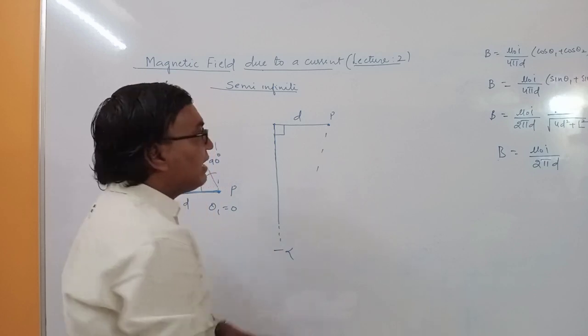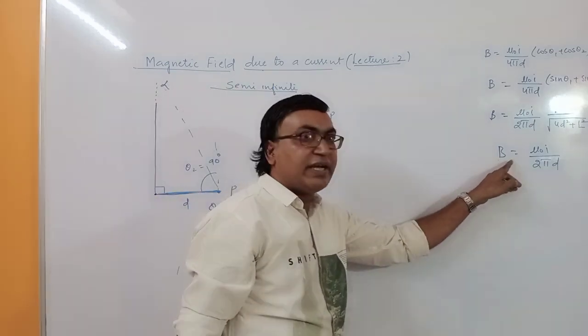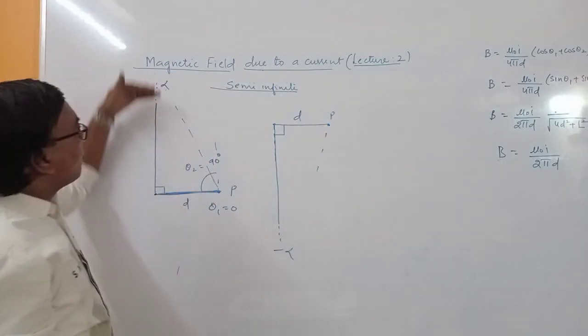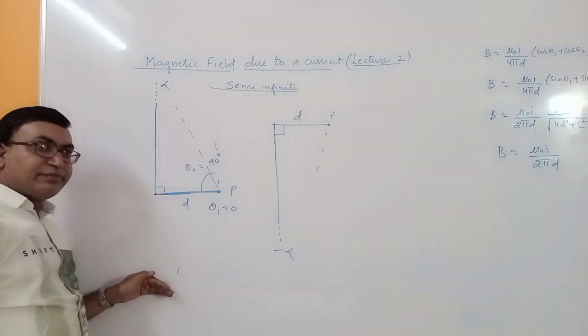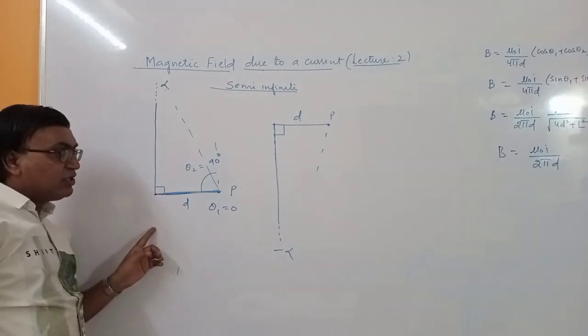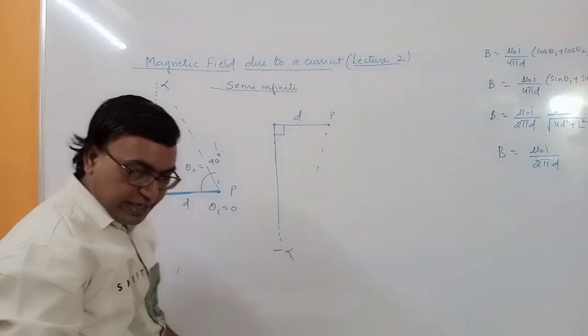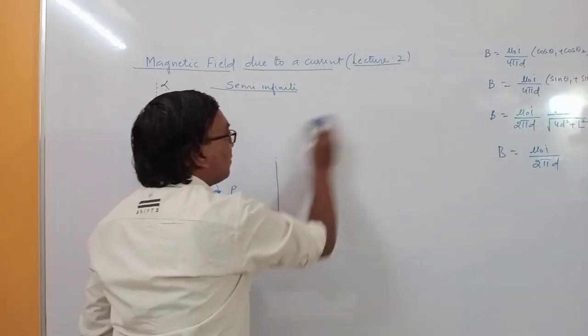So field will be half of the field what we got here, because due to this infinite long wire, whatever field is there, another infinite long wire, same field. So when you add these two fields, you will get that field. Okay, yes. So how much is the field?